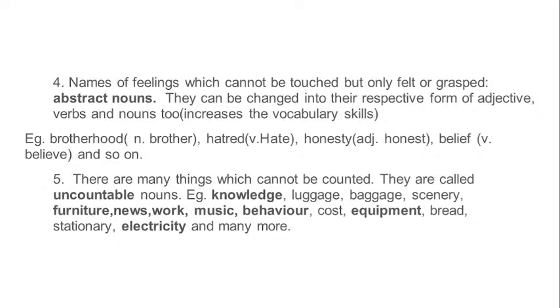Abstract means something which you can't touch or see, like a concrete thing in front of you. It's not a person. A person is what? A concrete person, right? You can touch and see a person in front of you. But abstract is something which you have to think of. You can only understand them mentally, you can't see them. So that can be only felt or grasped, but it cannot be touched. They too have their respective form of adjective, verbs, and nouns.